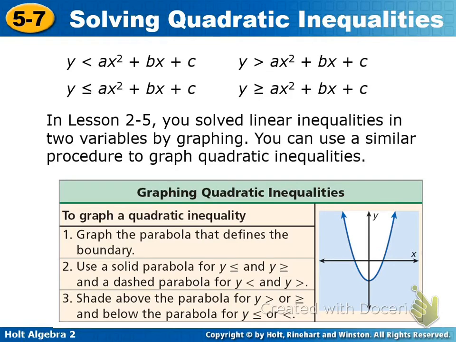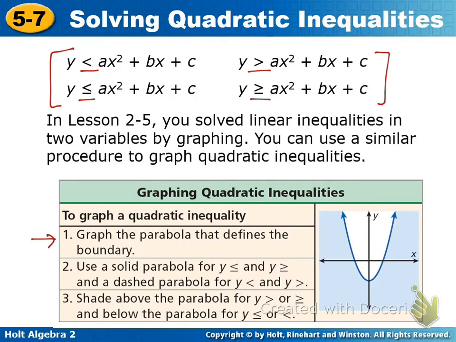Here we have a table down at the bottom that shows you the steps that you will take, and you see that it has 3 steps. If you look at the top up here, you see that these are the 4 possibilities of inequalities that you will have. You'll have y less than, y greater than, y less than or equal, or y greater than or equal. And then we break this down into 3 steps. So let's take a look at our steps.